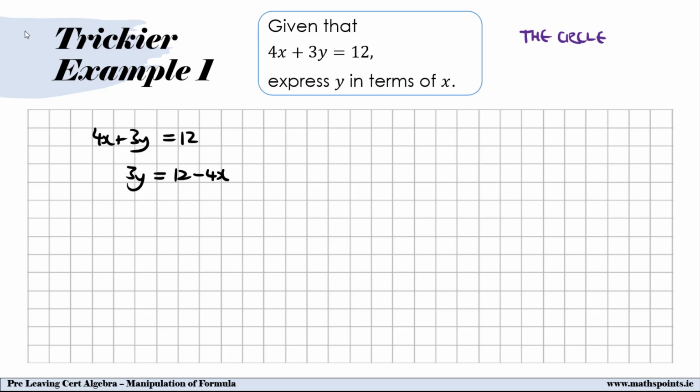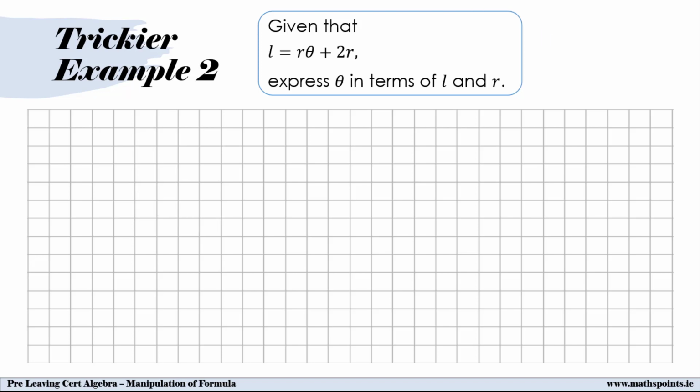I want to get the y on its own, so I'm going to divide by the number beside the y, which is 3. So if I divide both sides by 3, 3y divided by 3 is 1y, and then 12 minus 4x divided by 3 is just 12 minus 4x over 3. And so the actual maths in this sum is quite simple, but now we'll have to use this value for y to progress through the next part of this circle question.